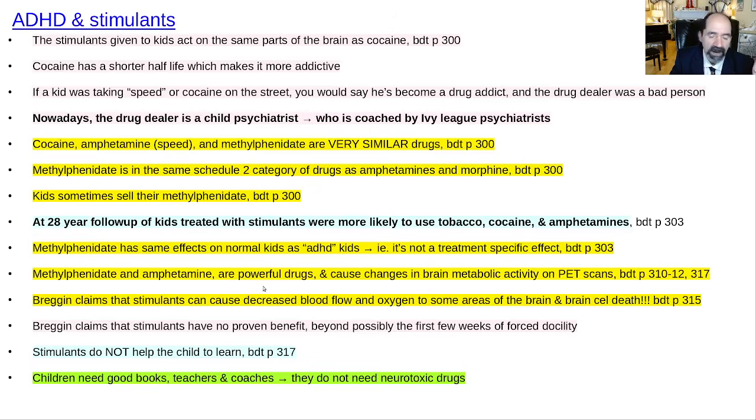Methylphenidate and amphetamine are powerful drugs. They cause changes in the brain's metabolic activity as demonstrated on PET scans. Numerous references to that effect. Bregan claims that they cause decreased blood flow and oxygen to some areas of the brain and increase the risk of neurons dying, brain cell death. You really want to give your kid a drug that kills their brain cells, some of them? Not good. Bregan claims that stimulants have no proven benefit beyond possibly in the first few weeks, if you call forced docility a beneficial effect.